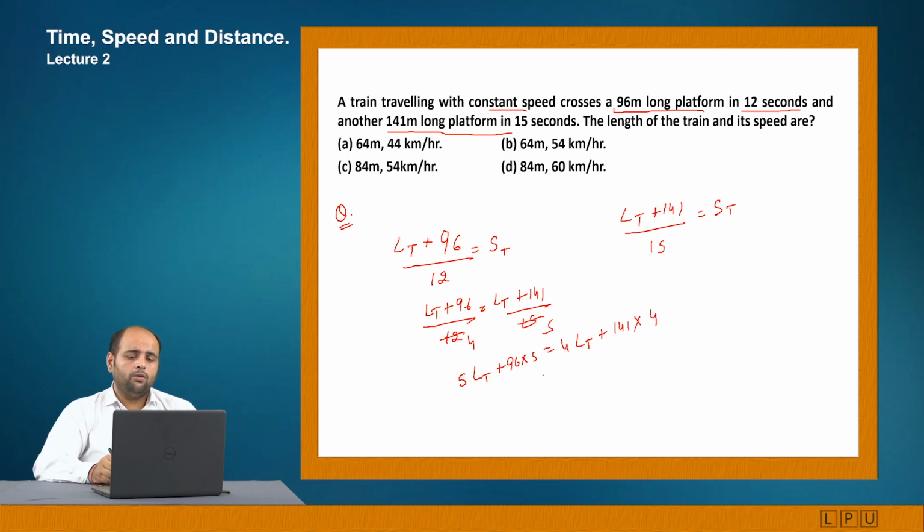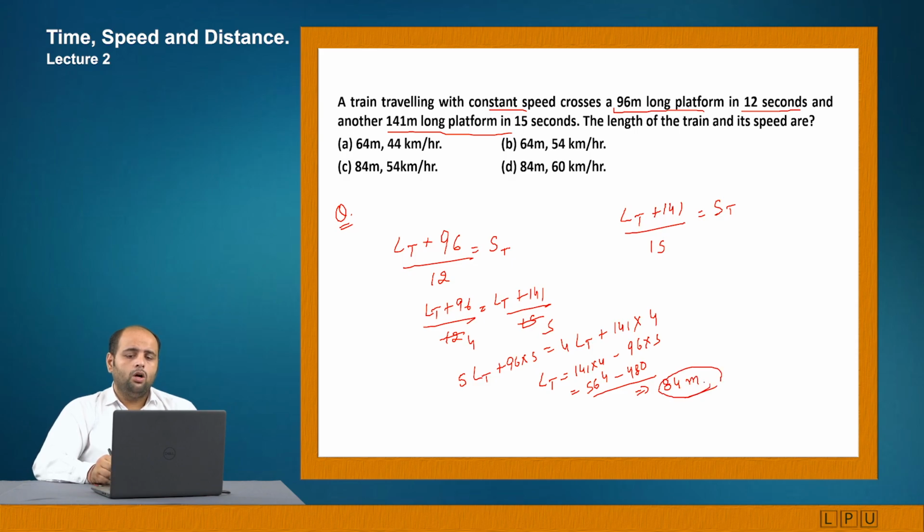Okay, now we have to find out the LT. So LT will be 141 into 4 minus 96 into 5. So find out the value. So this will be 564, and this will be 480. Okay, so the difference will come out to be 84 meter.